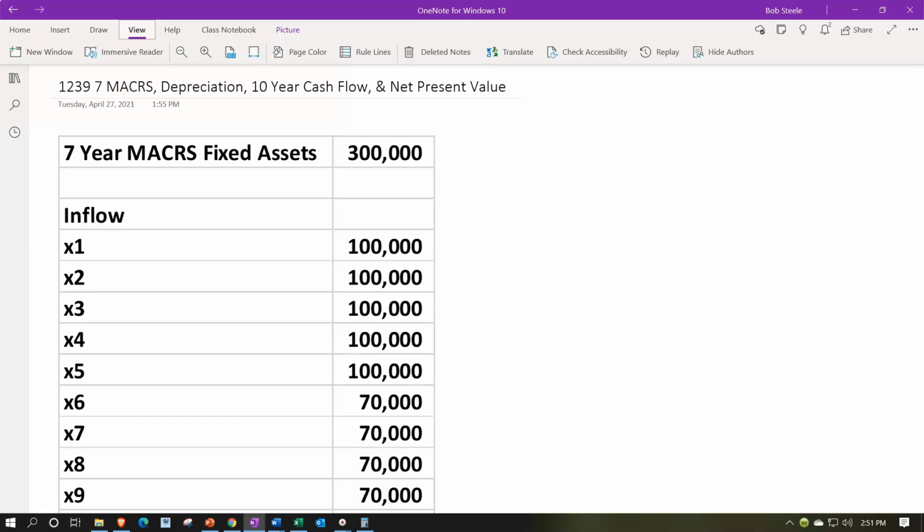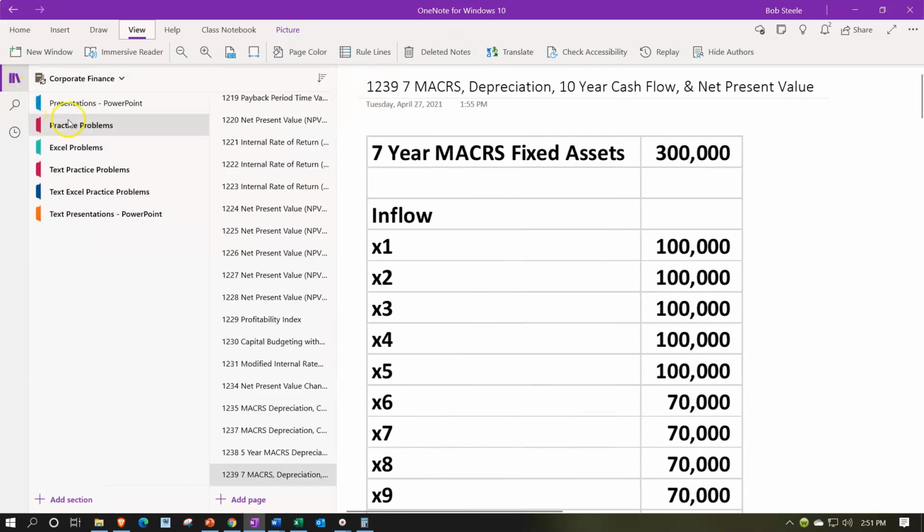Here we are in OneNote. If you have access to OneNote and would like to follow along, you're not required to, but if you would like to, we're in the icon on the left-hand side and the practice problems down in the 1239 7 MACRS depreciation, 10-year cash flow, and net present value tab.